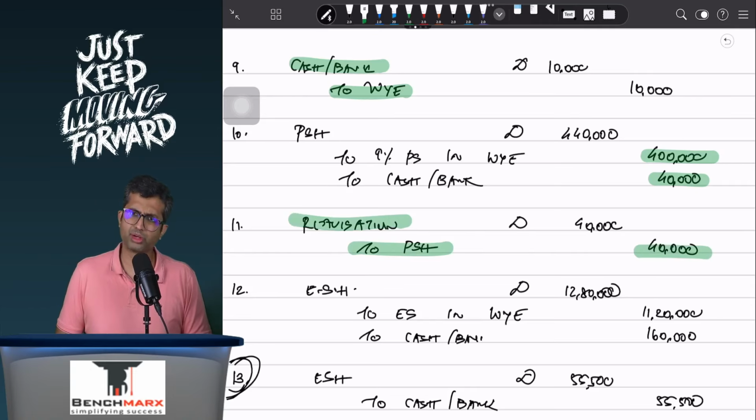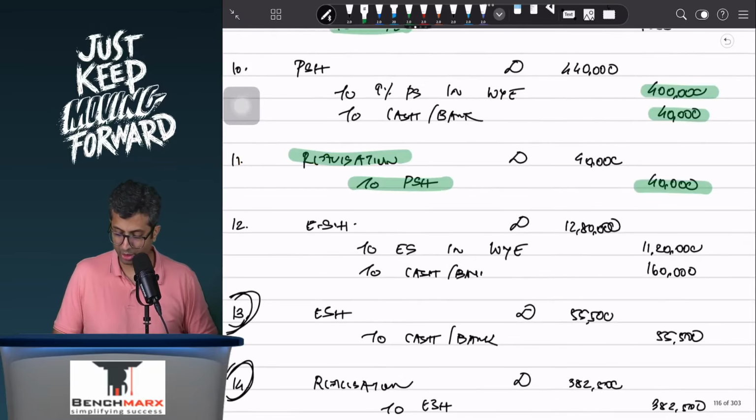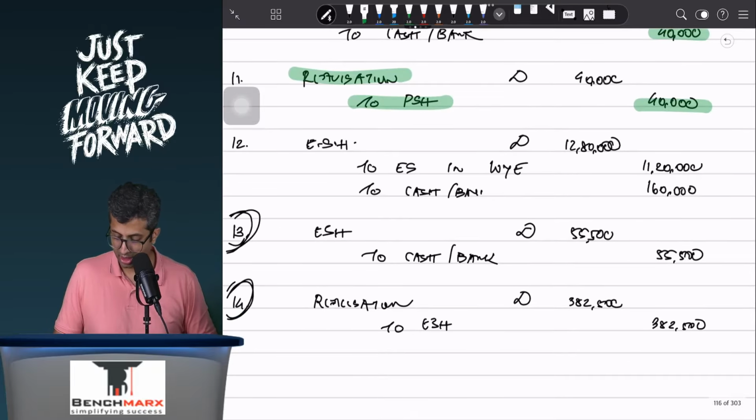Realization account debit to preference shareholders account. Now we'll try to balance the realization account. If you balance the realization account now, there will be a balancing figure of 380 to 500. This will go to the equity shareholders. So over here, realization account debit to equity shareholders 380 to 500.